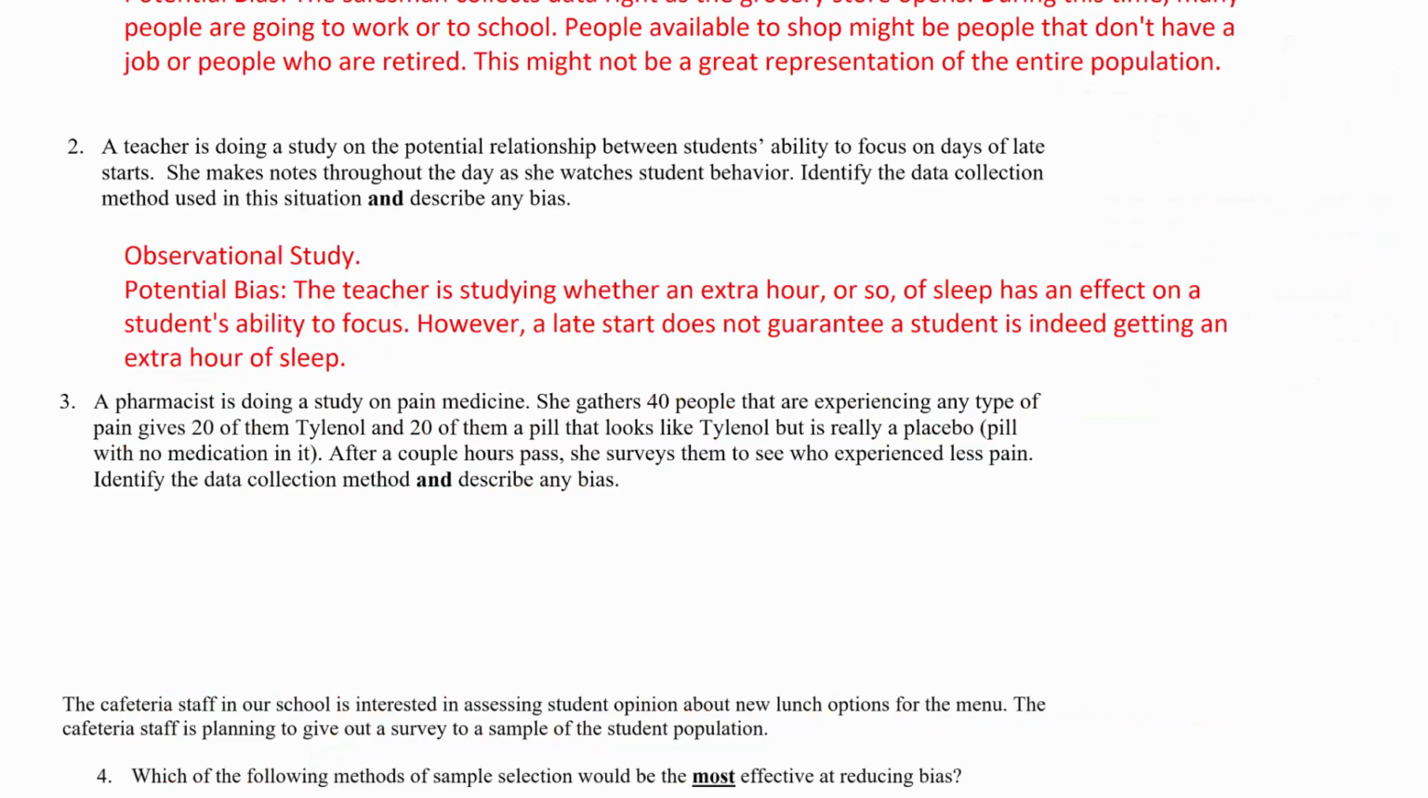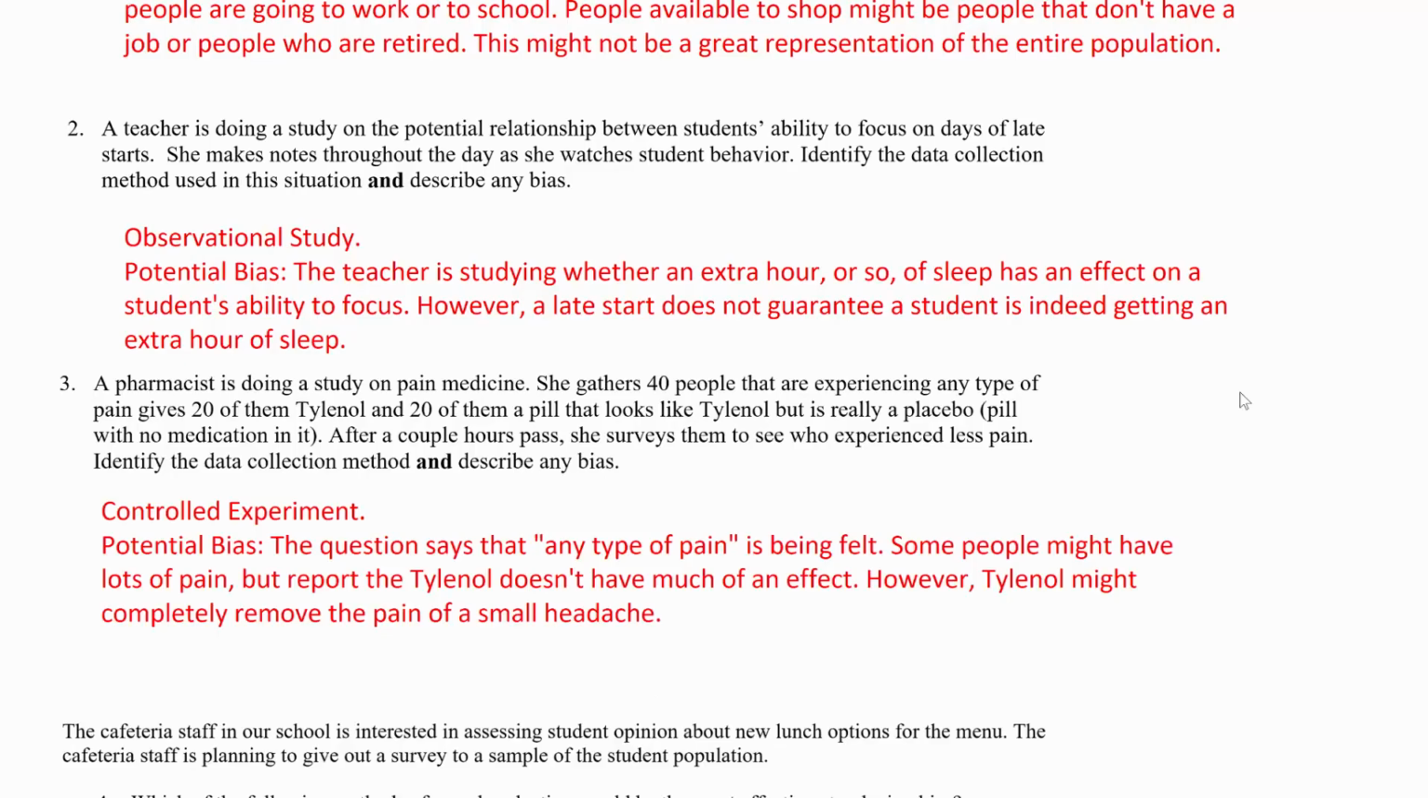And the last question with the pharmacist, this one is a controlled experiment because there's a treatment being applied. There's 40 people in the room, half of them get a Tylenol pill, which is the treatment, and then the other half gets a placebo pill. Now on to the bias.